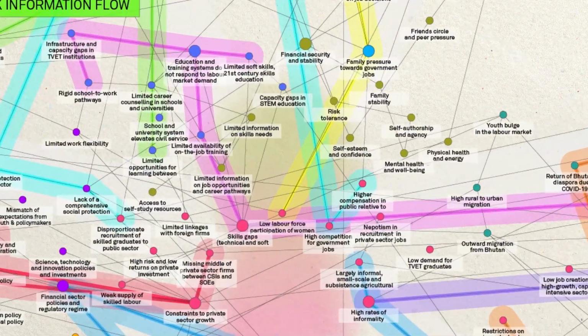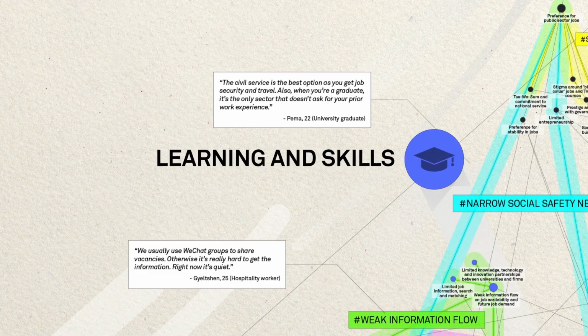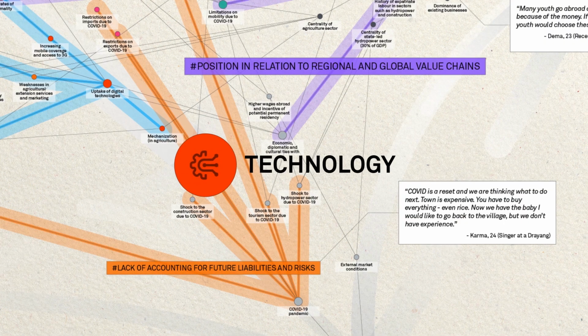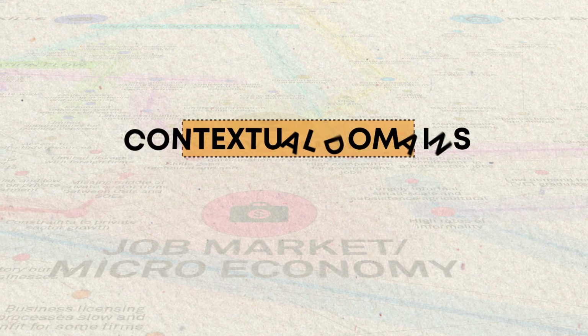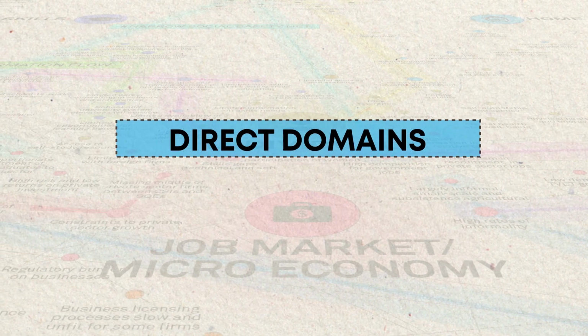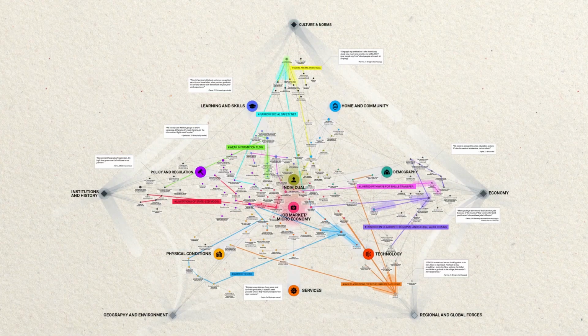9 direct domains of individual, job market, home and community, learning and skills, policy and regulations, technology, physical conditions, services and demography were also identified. Contextual domains influence the entire employment system, while direct domains influence employment outcomes. Several pain points which directly influence job creation and employment opportunities were identified.